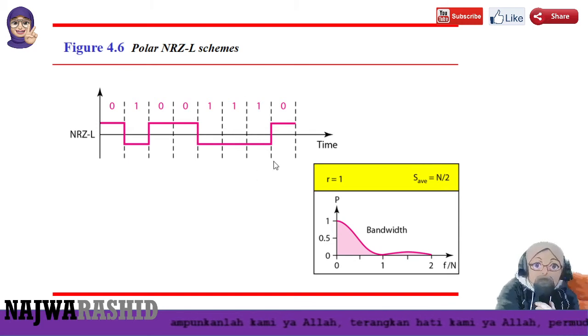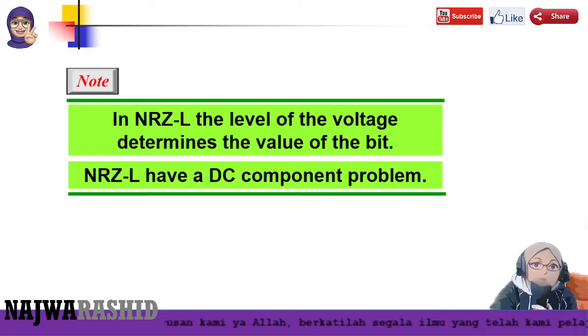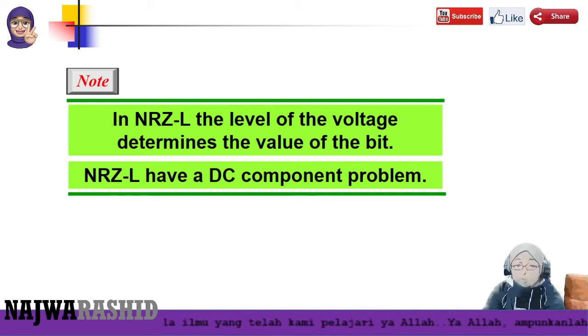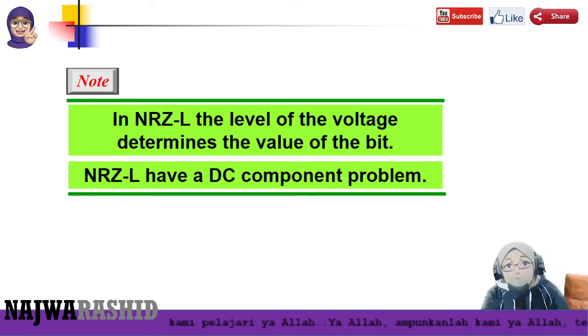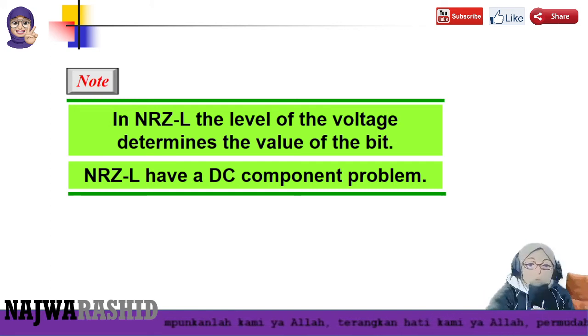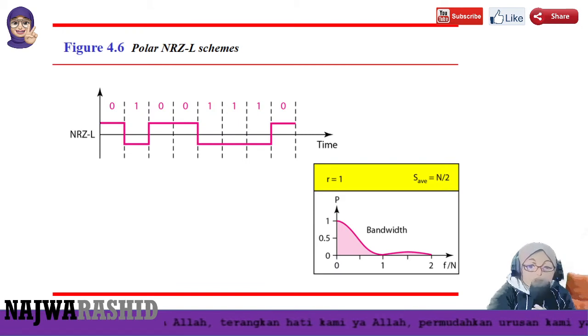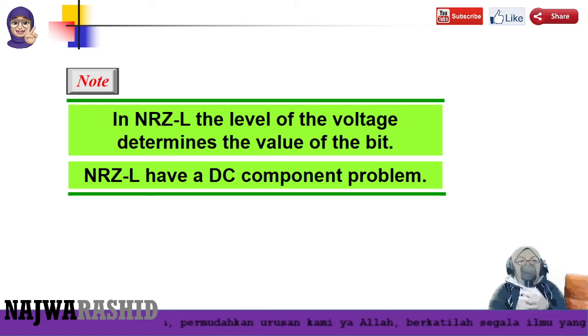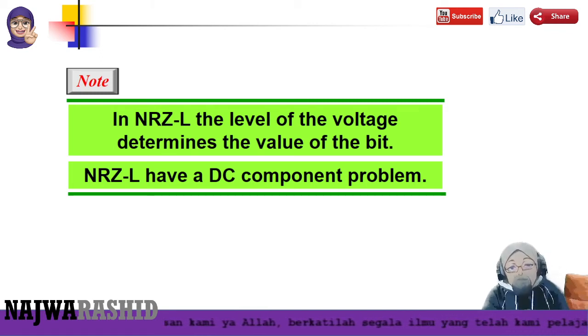Under this scheme, R is equal to 1 and S refers to N over 2, the average baud rate. In non-return to zero L, L refers to the level. The level of the voltage determines the value of the bits. Positive means 0, negative means 1. So the level identifies the value of the bits. Non-return to zero level has a DC component problem.